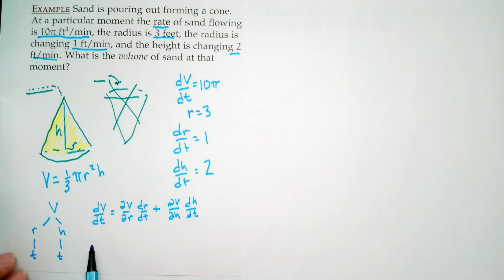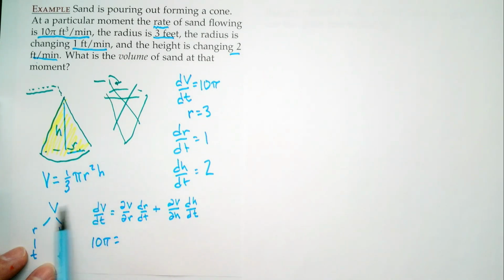dV/dt, do we know that? 10 pi. How about partial V partial r? Take the derivative with respect to r. That would be 2/3 pi rh, and we'll fill that in a minute. dr/dt is 1. Partial V partial h is one-third pi r squared. And then dh/dt is 2.